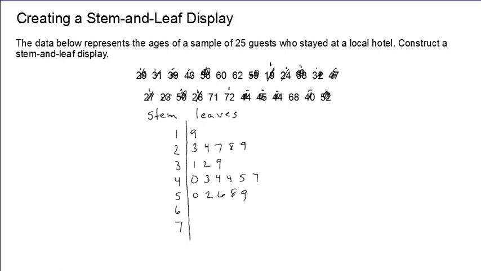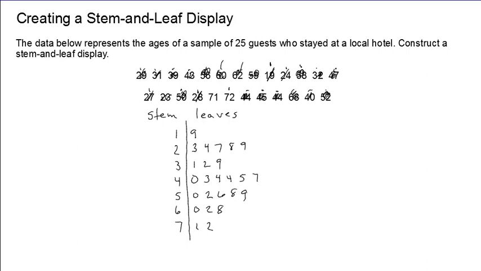So that's good. My 60s, I've got the number 60, I've got a 62, and then a 68. So 60, 62, and 68. And then last but not least, we got the data in the 70s, and the last two are 71 and 72.